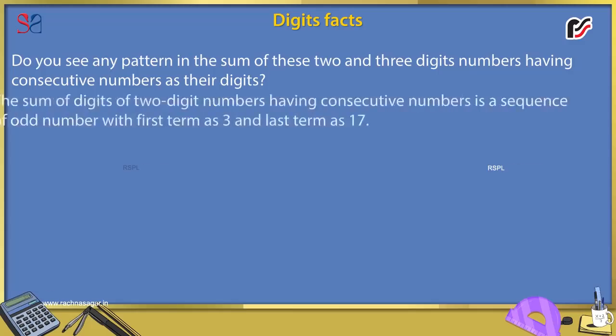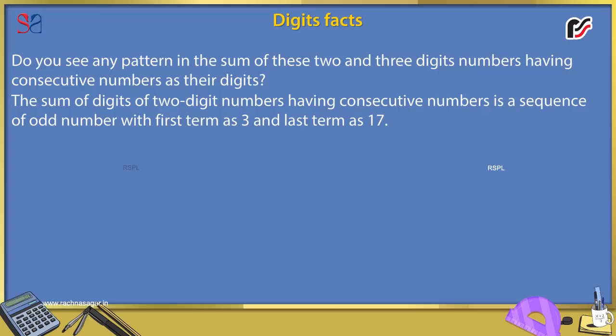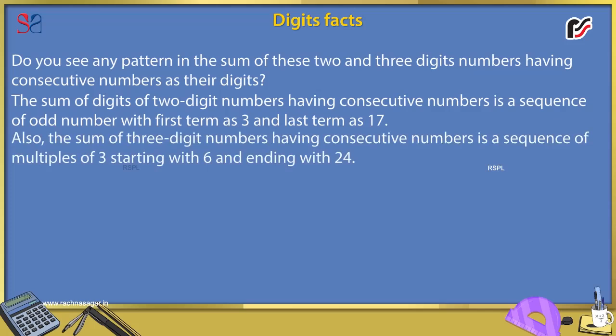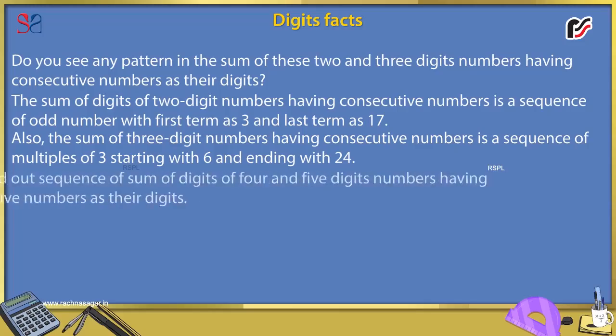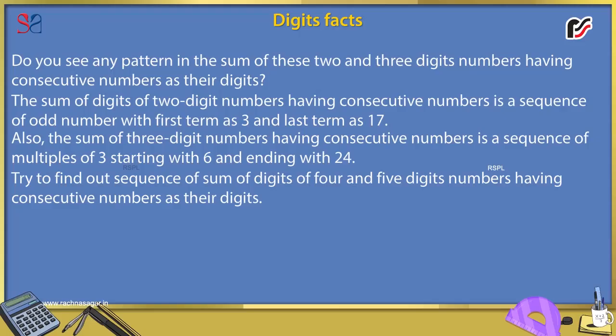Do you see any pattern in the sums of these 2 and 3-digit numbers having consecutive numbers as their digits? The sum of digits of 2-digit numbers having consecutive digits is a sequence of odd numbers with first term 3 and last term 17. Also, the sum for 3-digit numbers having consecutive digits is a sequence of multiples of 3 starting with 6 and ending with 24. Try to find the sequence of sum of digits of 4 and 5-digit numbers having consecutive numbers as their digits.